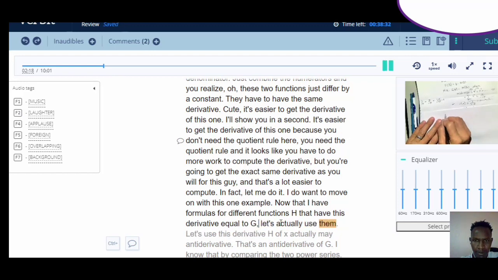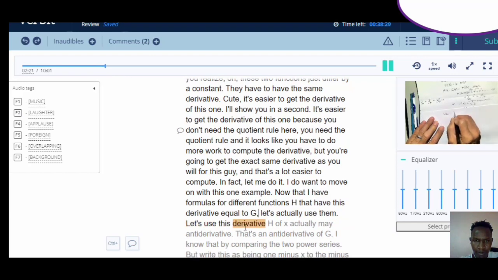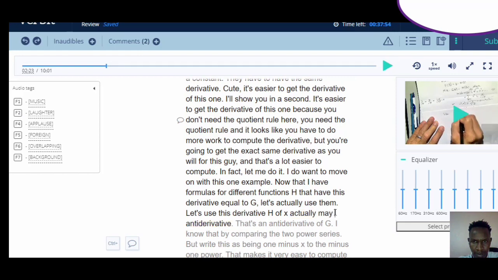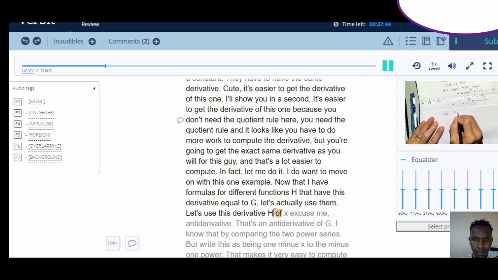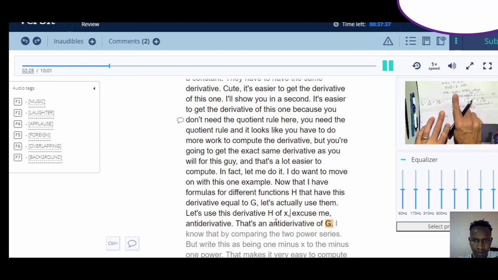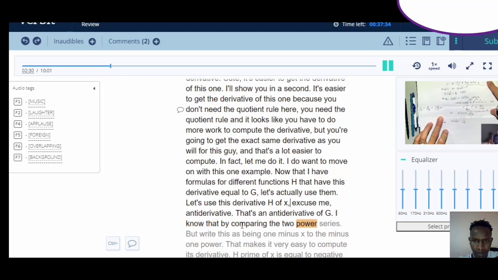Let's use this derivative, h of x. So that's an antiderivative of g, and I know that by comparing the two power series.